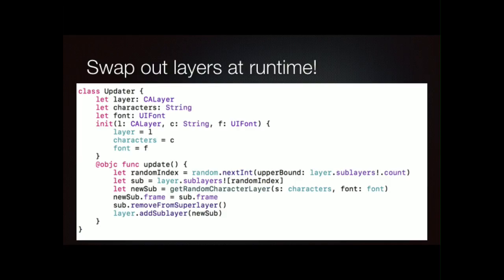So one nice thing that you can do that I didn't have the ability to do when I first experimented with this by building it out using just plain strings was the ability to swap out layers at runtime. So we create an object, we create a class that can update a CALayer. We'll have the initializer pass in the layer and the string and the font so that it doesn't have to know too much about the outside world. And then it'll have a function update that will go through the sublayers, remove one, grab its frame, set it to a new character sublayer, and then add the new one and throw away the old one.